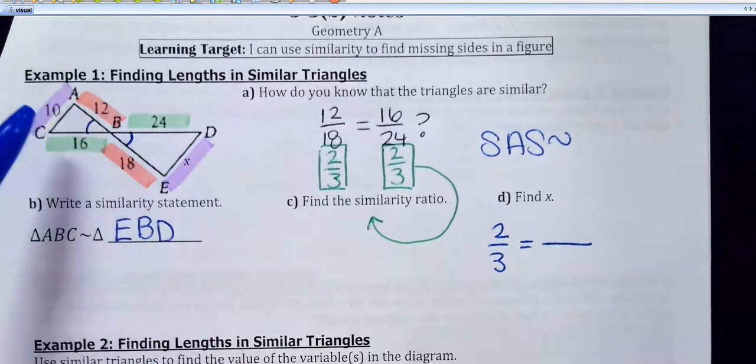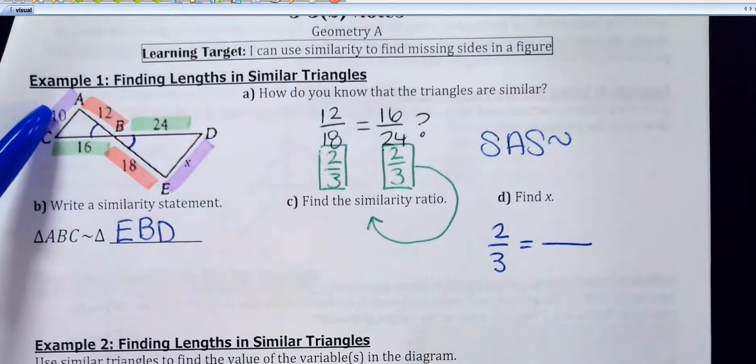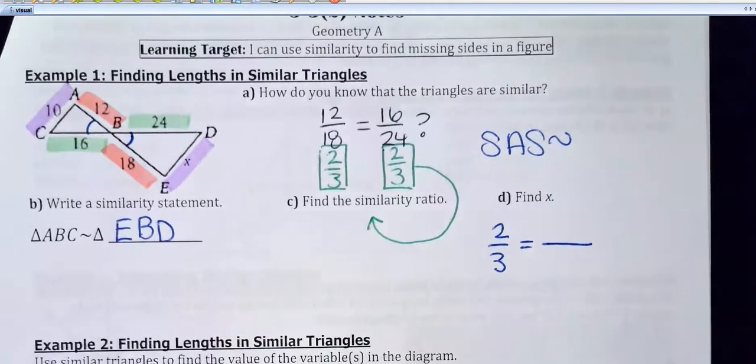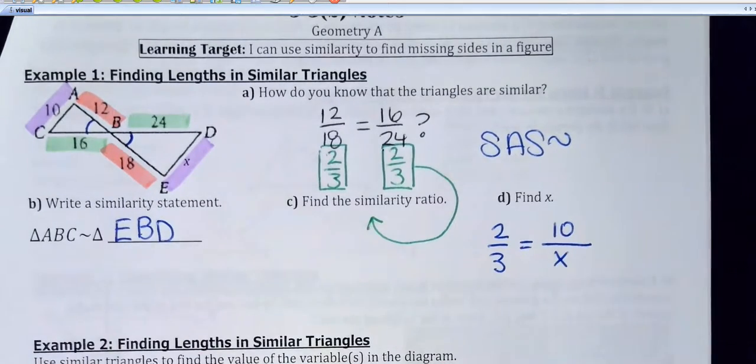Is the 10 in the smaller triangle or the bigger triangle? Smaller. So all I'm going to do, I'm going to match the smaller number up with the smaller number on the top. The 10's in the smaller triangle, so you put that with the smaller number. X is in the bigger triangle, so you match that up with the bigger number. And that's all you do. You could just use the similarity ratio.